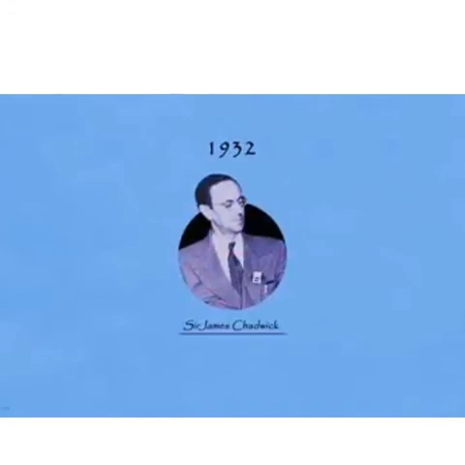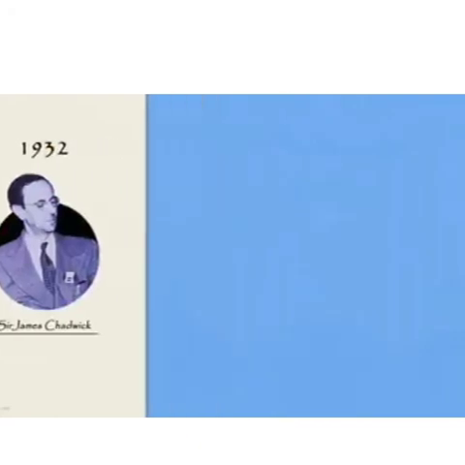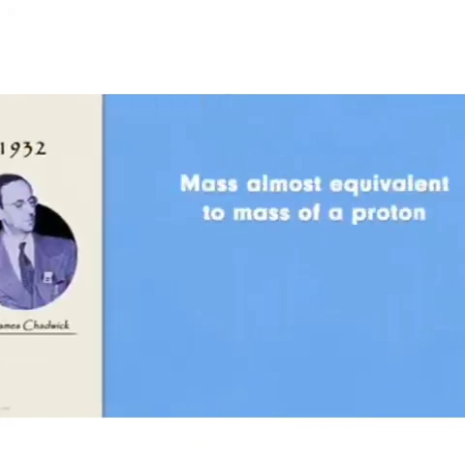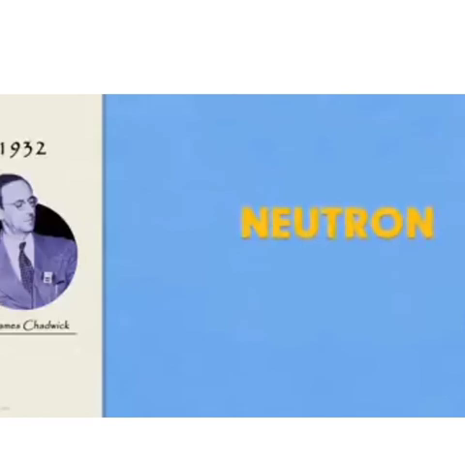It was around the year 1932 when a famous English physicist, Sir James Chadwick, found the third subatomic particle. He found that the particle had a mass almost equivalent to that of the proton. And what about its charge? Astonishingly, it had no charge. Yes, the particle was neutral. The particle was later named as neutron, denoted by the letter n.